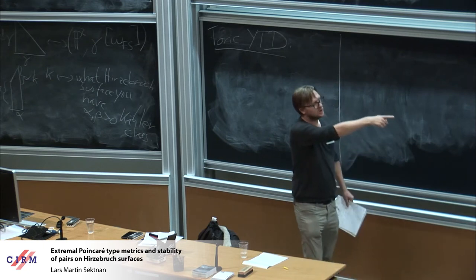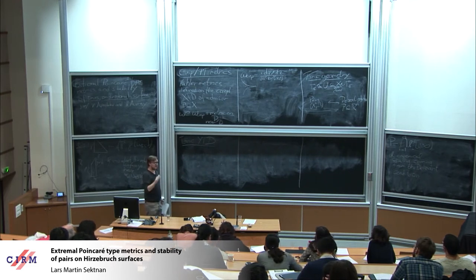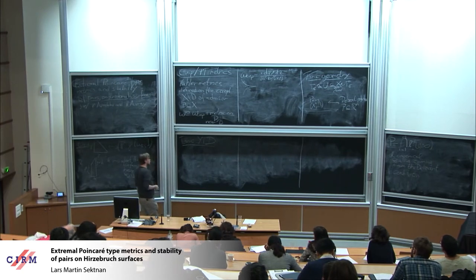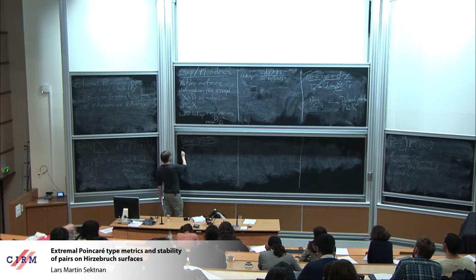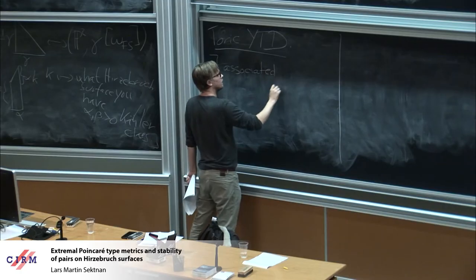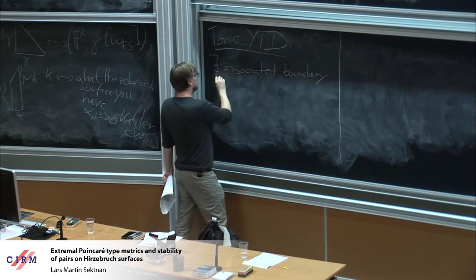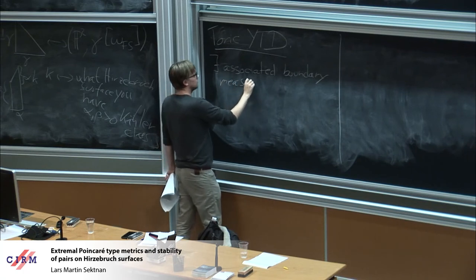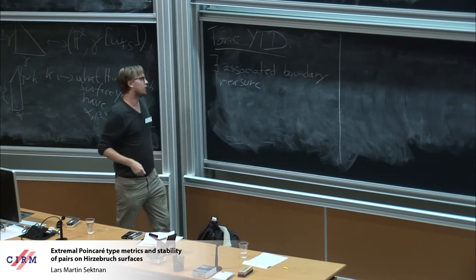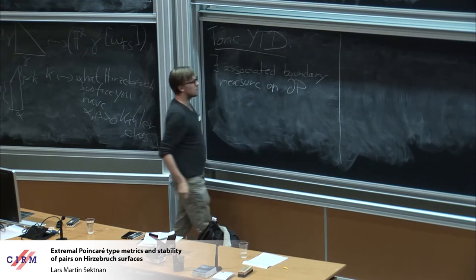So the Delzant condition gives you a normalized scaling for the L_i that defines the polytope. And this in turn gives you a normalized way of integrating over the boundary. So there exists an associated boundary measure, or really an n minus one form, on the boundary of a Delzant polytope.